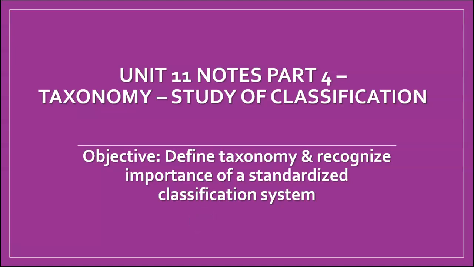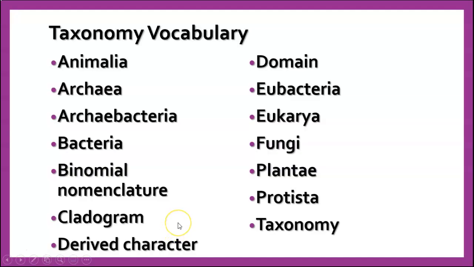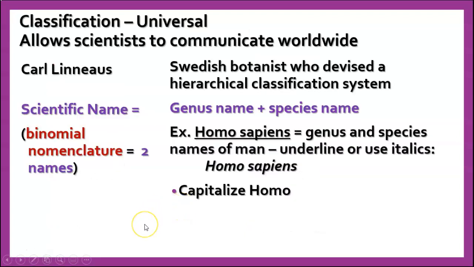Another part of our unit on evolution concerns the study of taxonomy, which is the study of classification. And so we're going to talk about why it's important to have a standardized classification system and how we go about identifying the parts of that classification system that we use today in biology. So there are some new terms that we'll use. Some of these you may have heard of before, and others, again, may be new to you. So we'll talk about each one of those as we come to them.